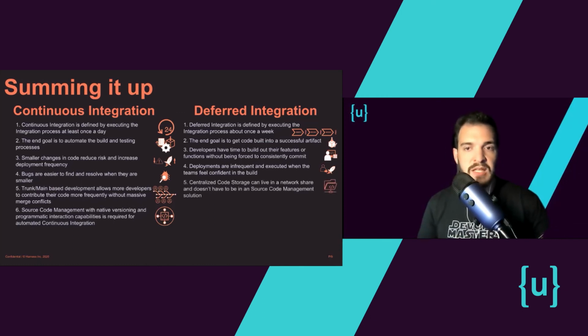Centralized code storage can live on a network share. It doesn't have to be in source code management. It doesn't have to have versioning. It doesn't have to have any of that stuff if I don't want it to. There are some cases where we do want versioning, but want things in a local network share, so we save it with a version number at the end.